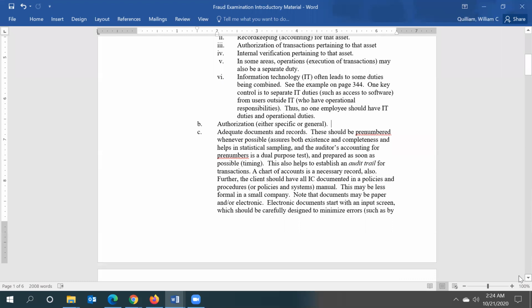Then we also need adequate documents and records so that we document everything. One major problem that can exist in business is that not everything is documented. And today, the mantra is document, document, document. And I'm not concerned with the rest of that.